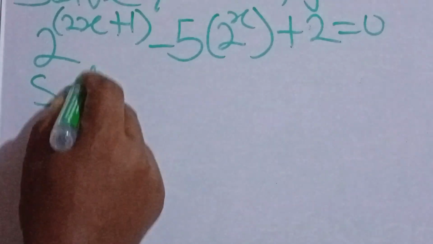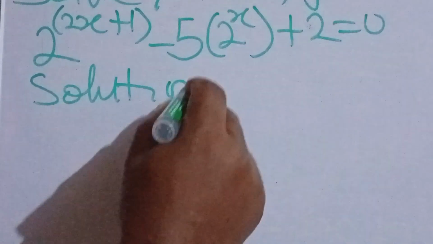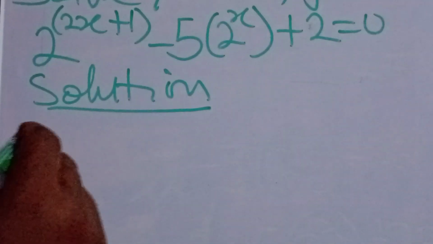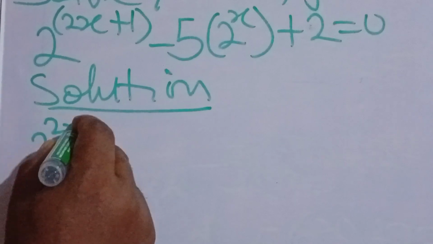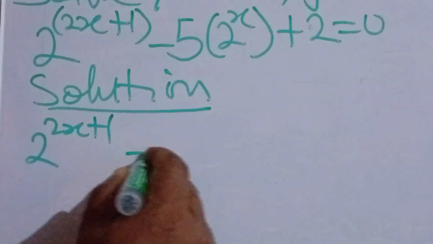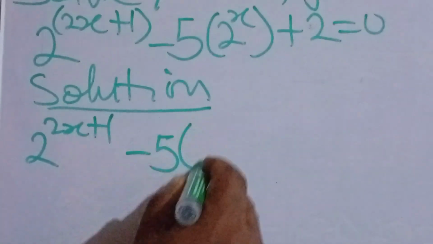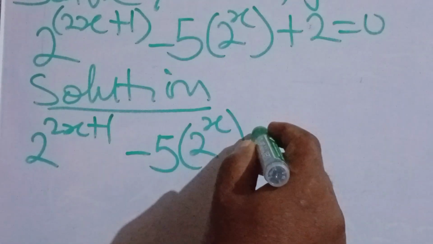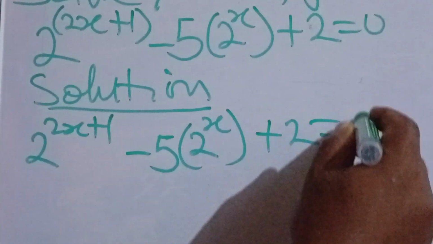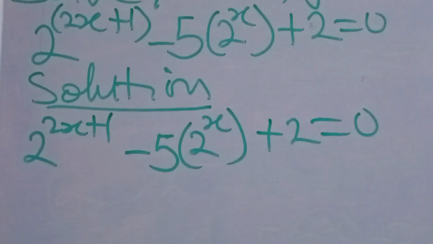Solution. 2 power 2x plus 1 minus 5(2 power x) plus 2 equals 0.